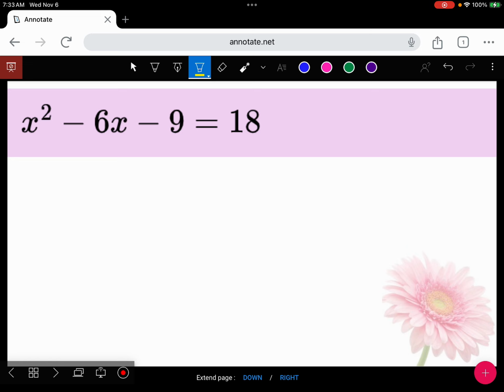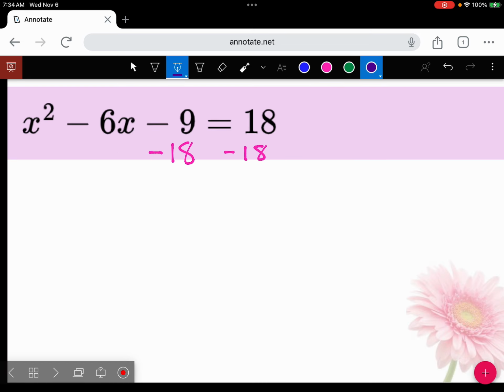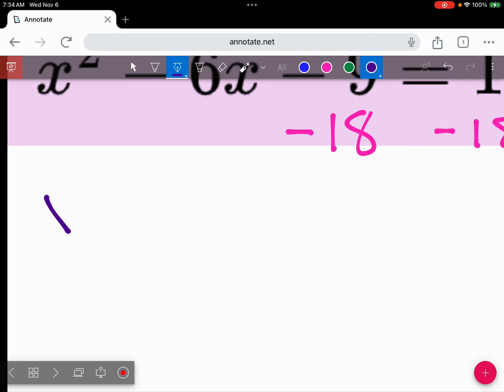All right. So our first step, we have to get it to equal what? It currently equals 18. What do we need it to do? Equal 0. We need it to equal 0. That is super important. So the very first step is to minus 18 from both sides. It has to equal 0 first.